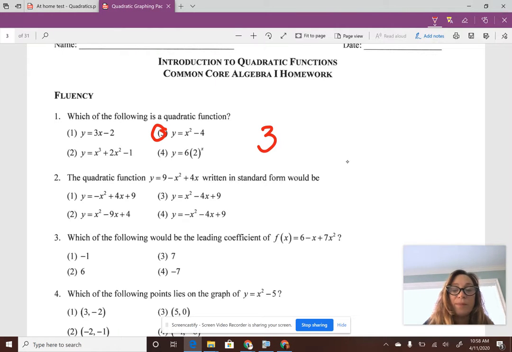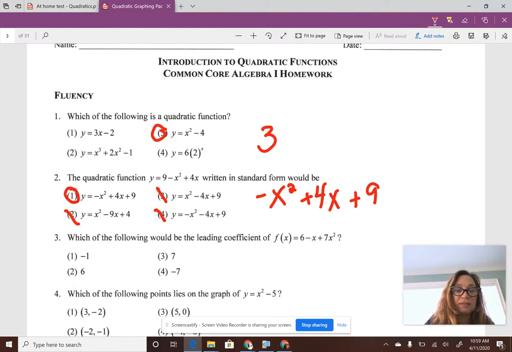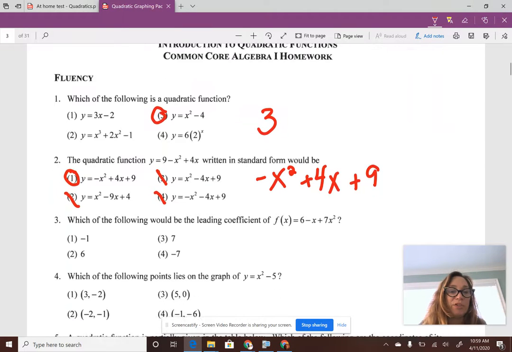Okay, so standard form, very similar to descending order. So I would have negative x squared, I would have plus 4x, and I would have plus 9. The 9's not with the x, no. And no, and yes. Just double checking my choices.